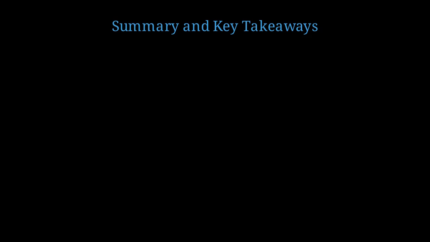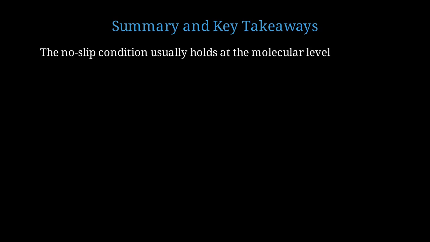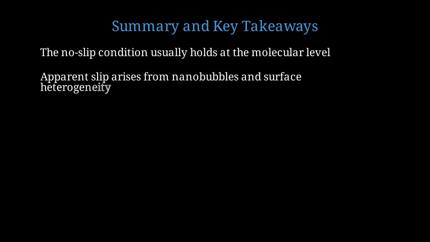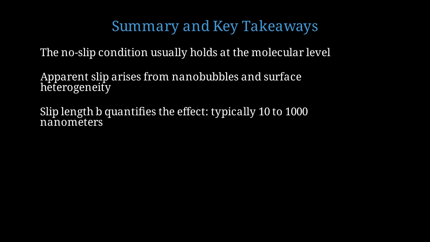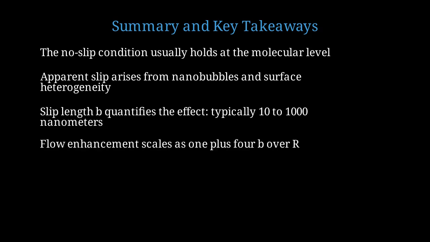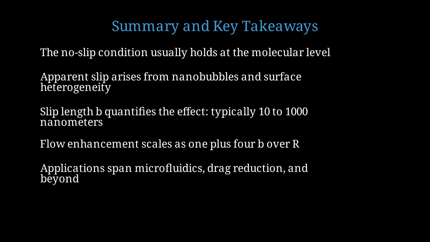Let me summarize the key concepts we've covered about the slip flow illusion. The fundamental no-slip boundary condition is not actually violated at the molecular level. It remains valid at the true fluid-solid interface. Apparent slip arises primarily from nanobubbles, gas pockets, and surface heterogeneity that create effective fluid-gas interfaces. The slip length B quantifies the magnitude of the slip effect. For hydrophobic surfaces, it's typically 10 to 1,000 nanometers. The flow rate enhancement scales as 1 plus 4 times the slip length over the channel radius. This becomes significant in microchannels. Applications range from microfluidic devices and lab-on-chip systems to drag reduction coatings and advanced materials.